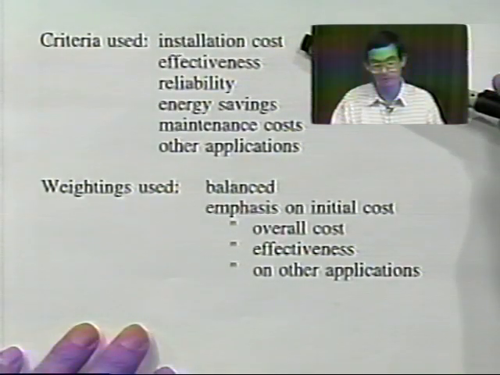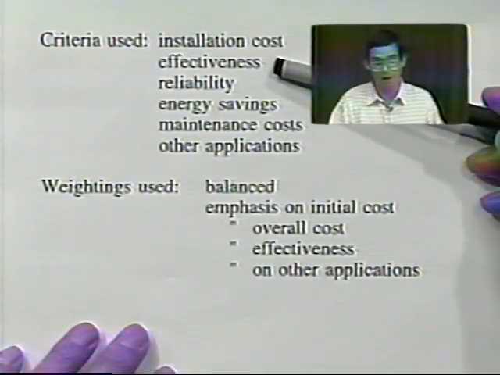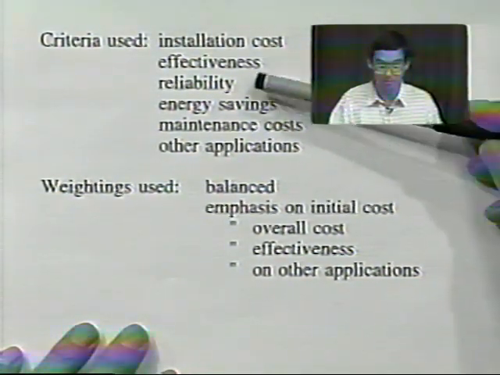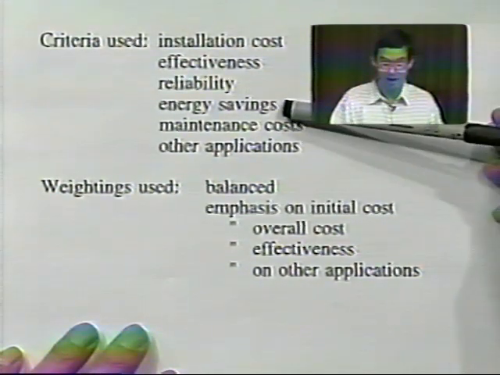With the help of the client, we developed a number of criteria, which I've listed here. Installation cost, how much it would cost to put the system in place. Effectiveness, how well it would in fact do the job. Reliability, how much it could be counted on to do the job. Energy savings, energy costs for these kilns are really important.